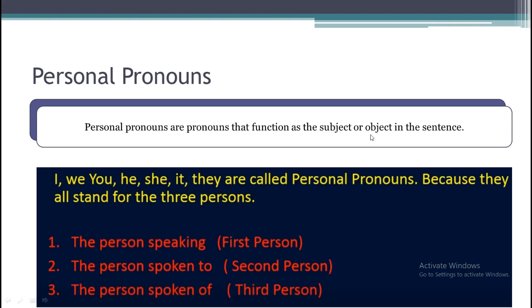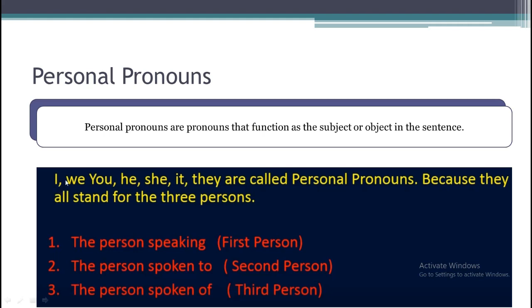Personal pronouns are pronouns that function as the subject or the object in the sentence. So they can take the place of the subject in the sentence or the object in the sentence. I hope you all know that in a sentence we have three parts, that is subject, verb and object. So sometimes these personal pronouns can work as a subject or sometimes they can work as an object. So both the cases are possible.